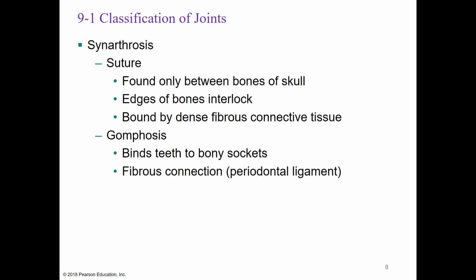The gomphosis is the union between the teeth and the jaw. So the teeth are bound to bony sockets, and they are connected by fibers, which is the periodontal ligament. That ligament holds the tooth anchored into the jaw. And as you would agree, the teeth do not wiggle unless we're going to lose one. So this would be an example of an immovable fibrous synarthrosis.